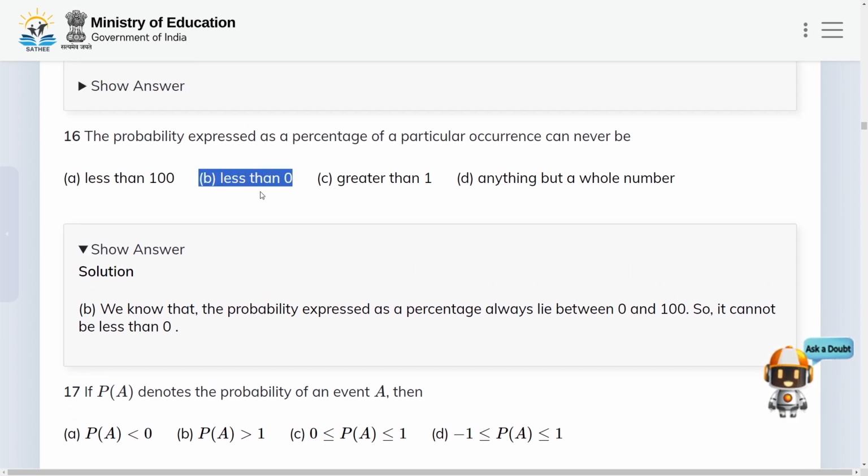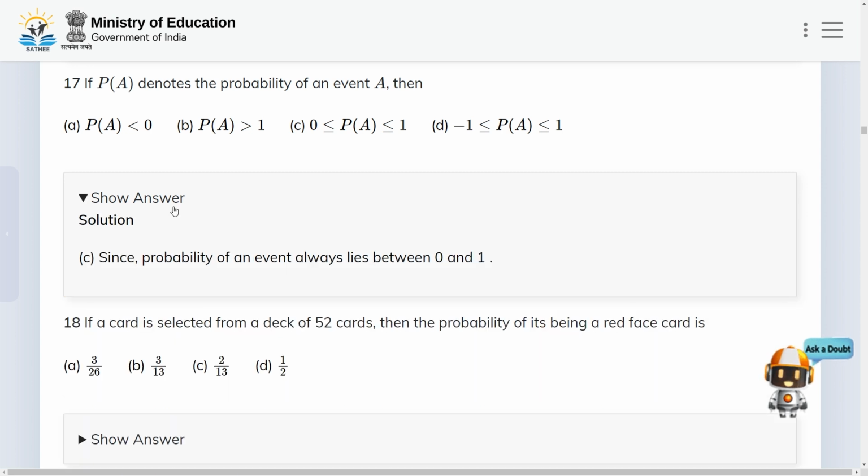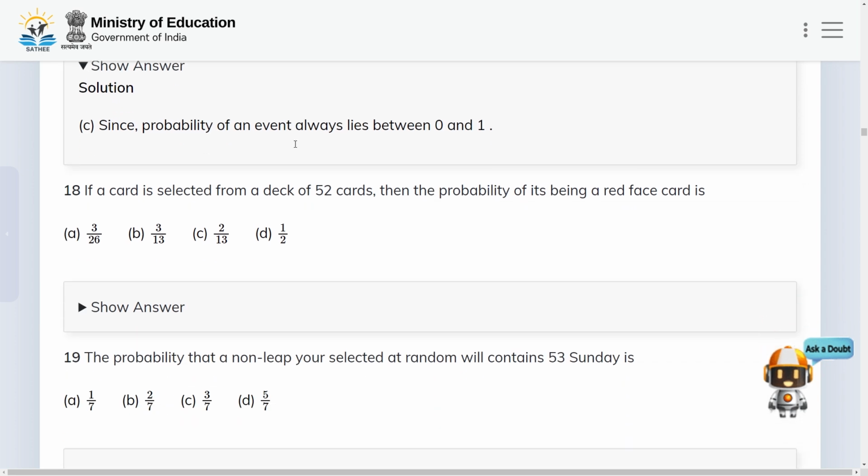And now let us see question number 17. So in question number 17, here we have, if probability of A denotes the probability of event, then which option will be correct? So let us see which option will be correct. So we know, since probability of an event lies between 0 to 1, here the option number C is the correct answer. And now let us move to next problem.